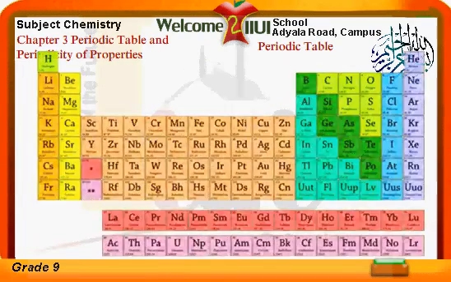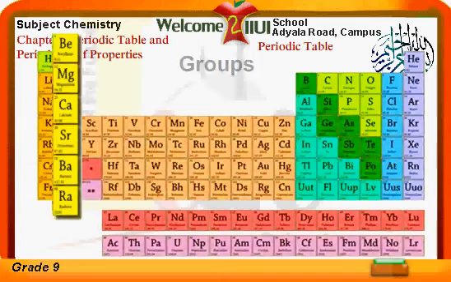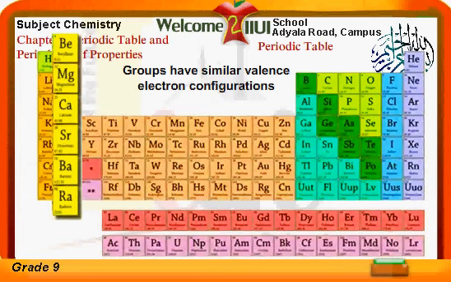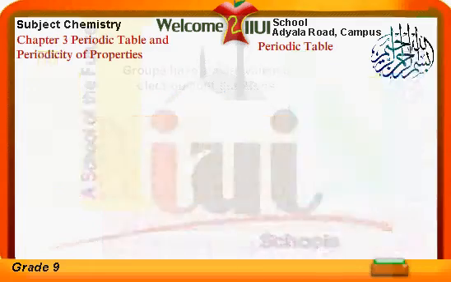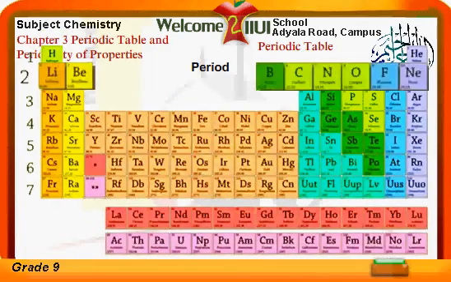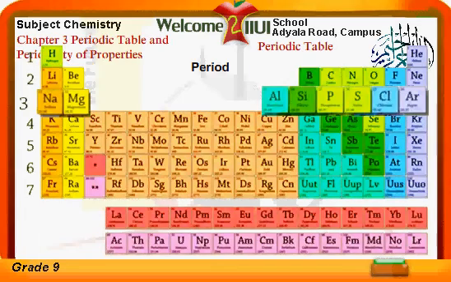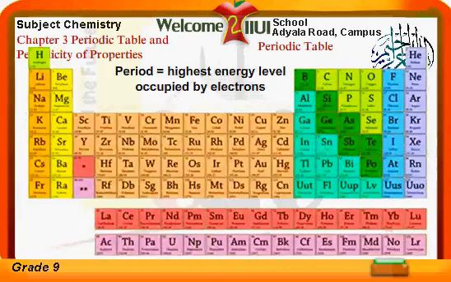A vertical column of elements is called a group or a family. The elements in a group have similar chemical properties. We now know that's because these groups have similar valence electron configurations. Students, there are 7 horizontal rows in the periodic table. These rows are called periods. Each row corresponds to a different energy level occupied by electrons.